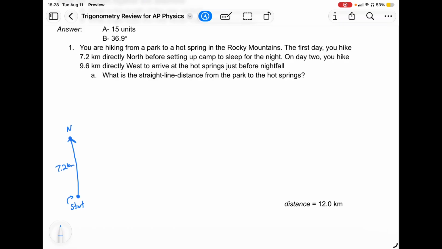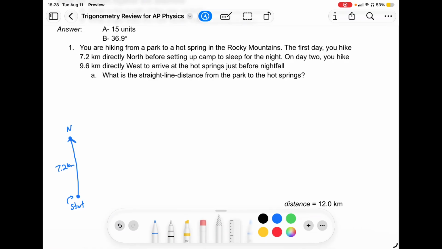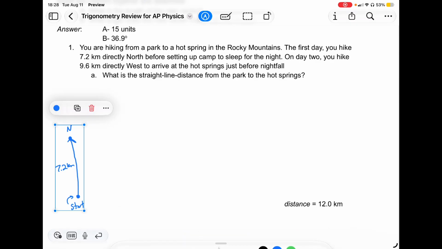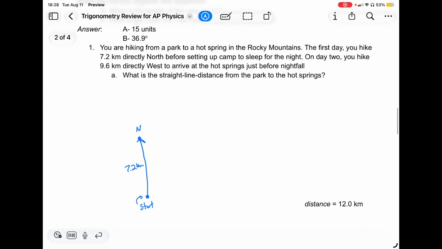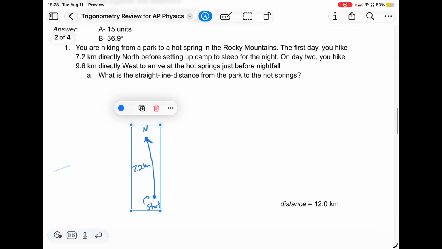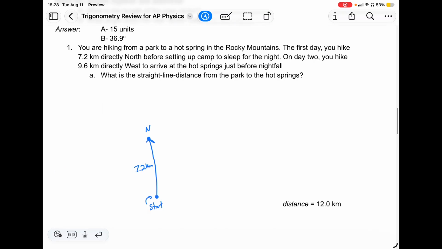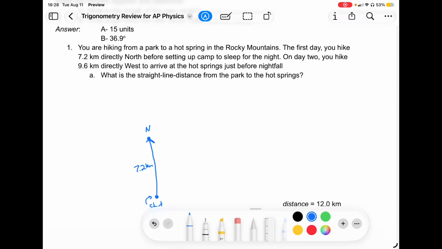And then we ended up camping right here. And then on day 2, you hike 9.6 kilometers directly west to arrive at the hot springs just before nightfall. And since I drew this too far over to the right, we're just going to shift that over a little bit. And then we're going to figure out how to draw again. Here we go.